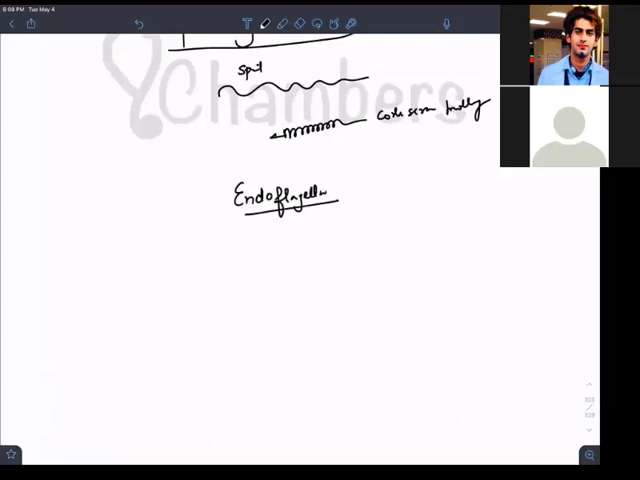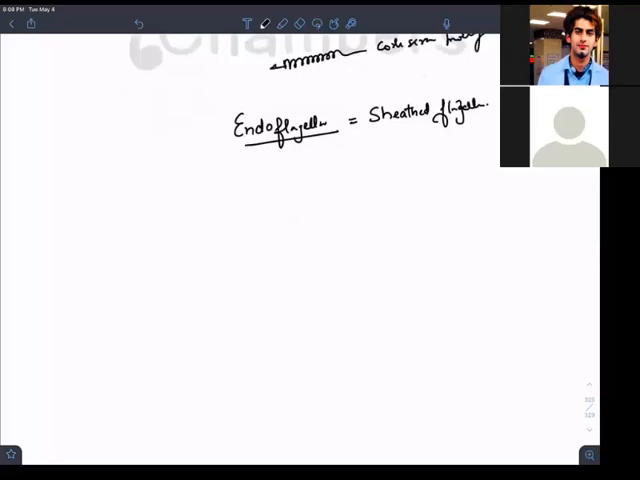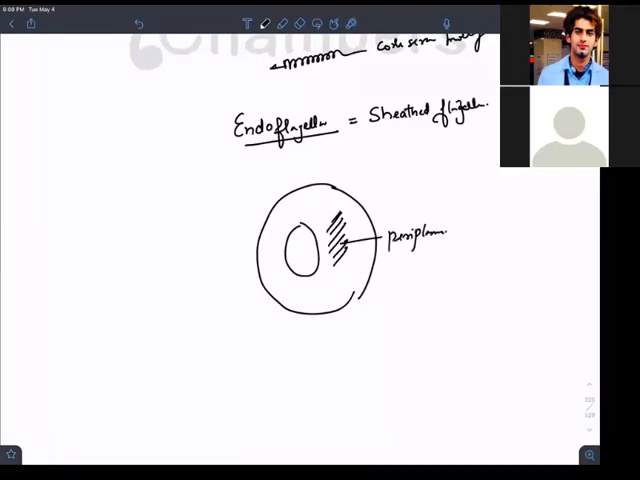Now they have a special structure in their cell, called endoflagella, also called sheathed flagella. I had taught you the periplasmic space. What is the periplasmic space? From the inner membrane to the outer membrane, whatever space you have, that is the periplasmic space. Go to my lectures on basics of microbiology, I have taught it. The periplasmic space is where this endoflagella is present. That means the endoflagella is covered by the outer membrane. And it has axial filaments.